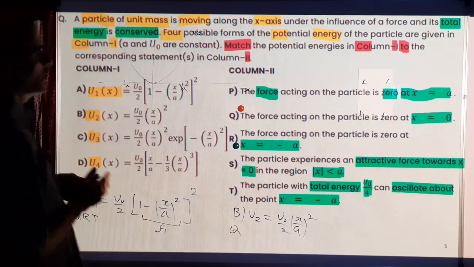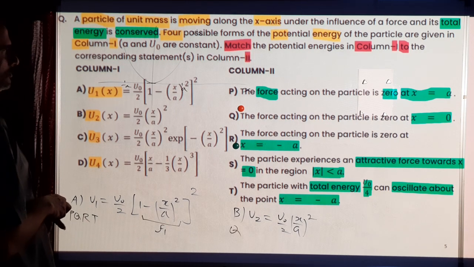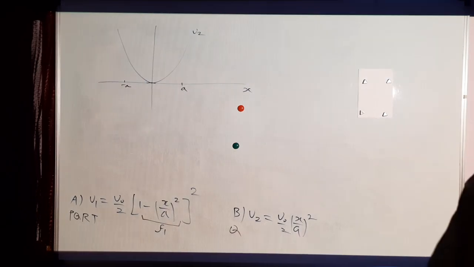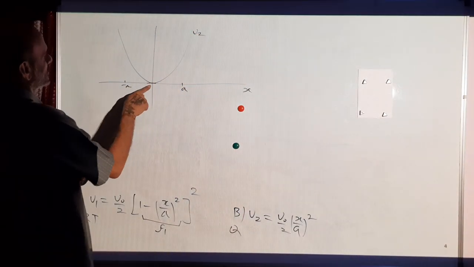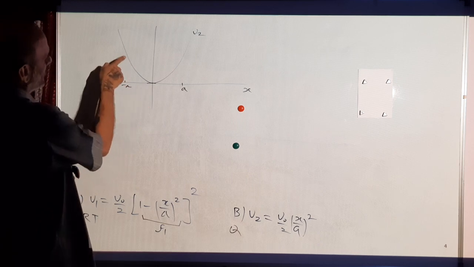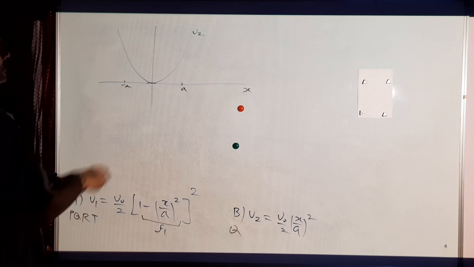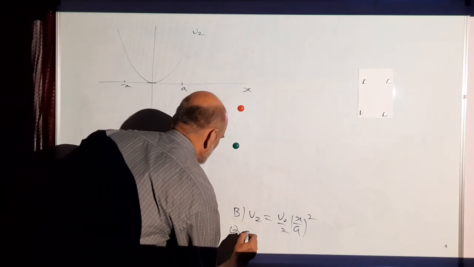And then the statement: the particle experiences an attractive force towards x equal to 0. That is true. So in this region, between minus a and plus a, a mass kept here will come here. So there is attractive force towards this point. As it crosses this point, again it will come back here. So there is attractive force towards the origin between these two points. So this is true.